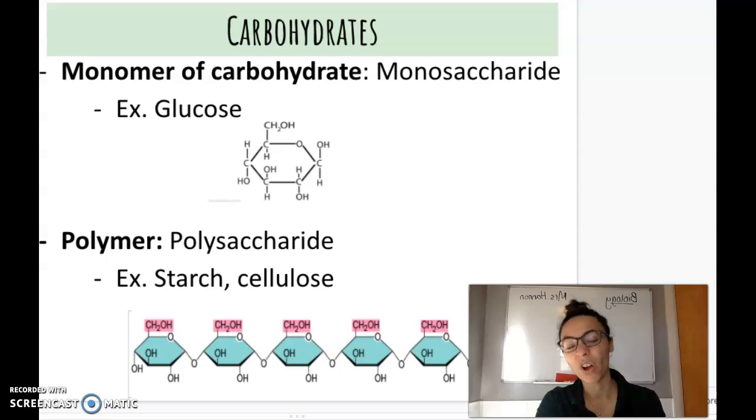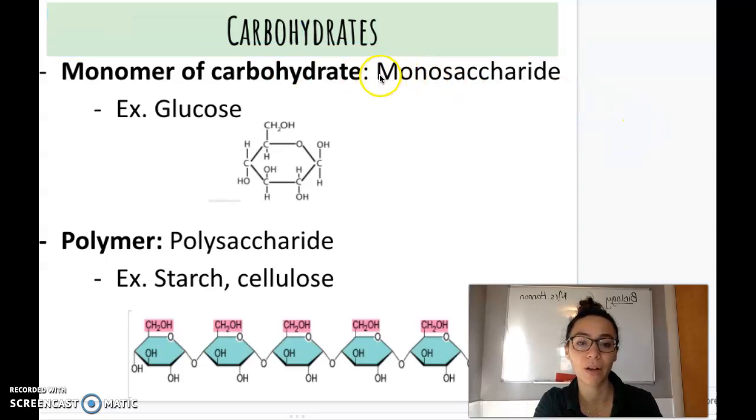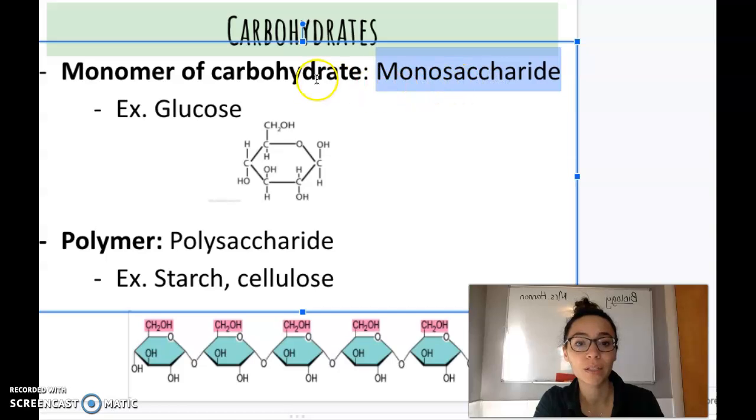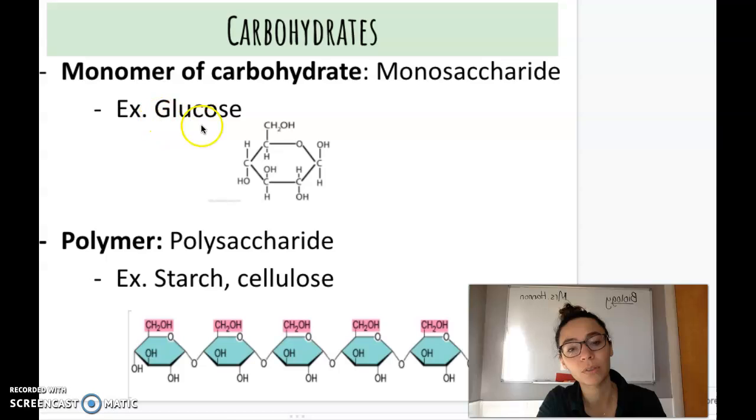Carbohydrates, remember they're also called sugars. Very important for living things. The monomer of carbohydrates is called a monosaccharide. Mono means one. Saccharide means sugar. So this is one sugar, right? Monomer means one single unit. An example of a monosaccharide is glucose. You may have heard of glucose. This is a picture of what glucose looks like.